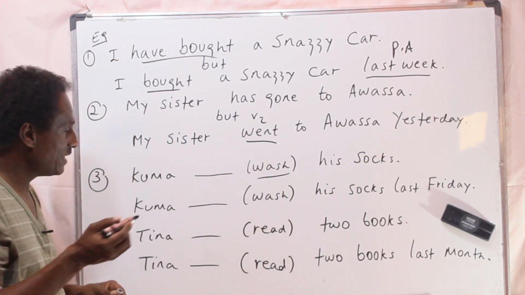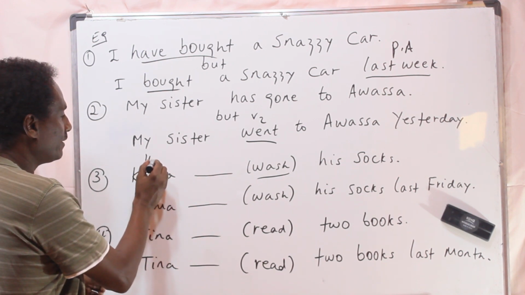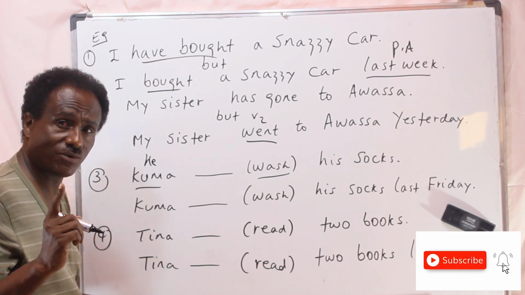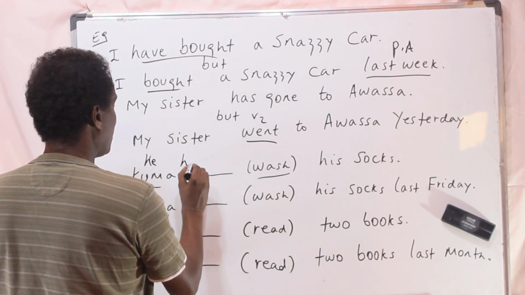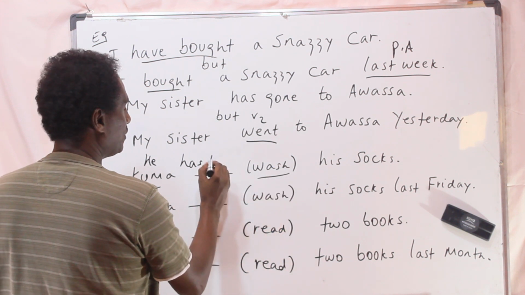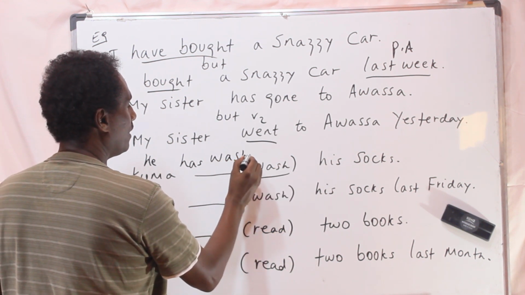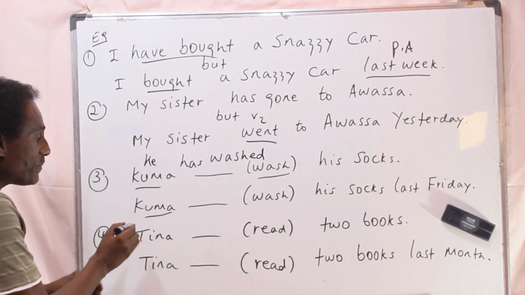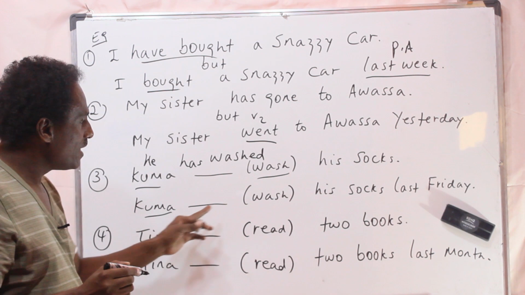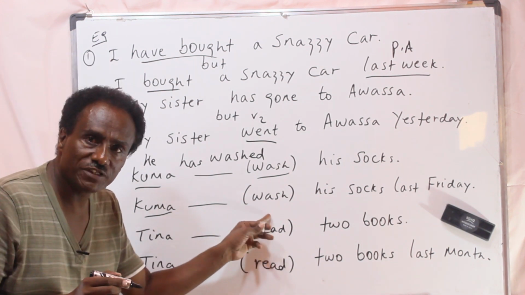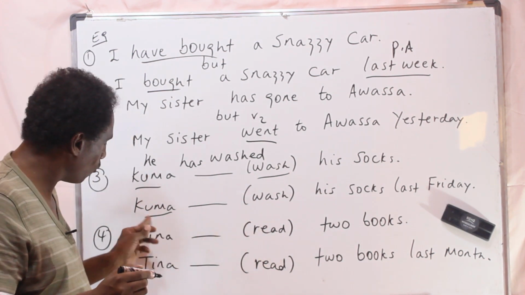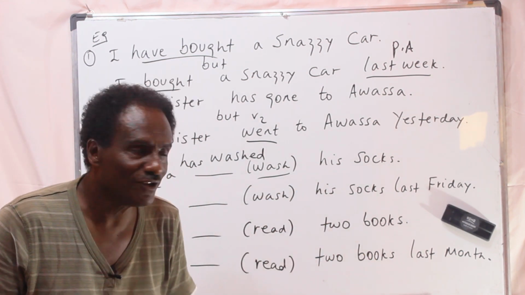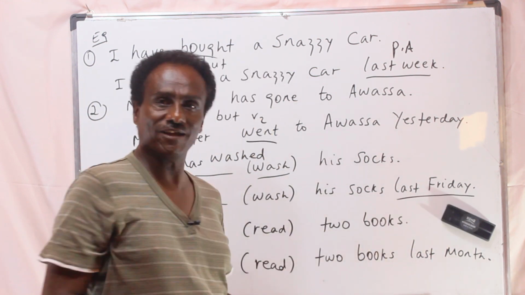Present perfect. Kuma is he, so it is has, not have. Good. Kuma has washed. Has washed his socks. The same person, Kuma, the performer of this action, the doer of this action. Kuma has washed his socks. Well, we got him last Friday.